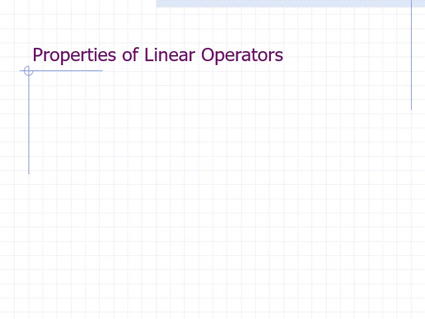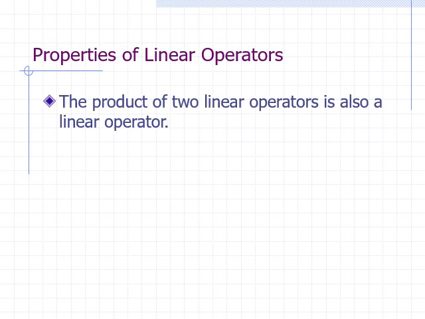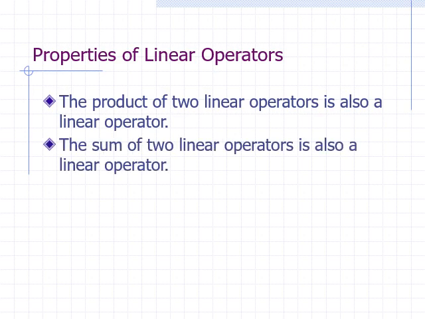Here are two properties of linear operators that are useful to know. The product of two linear operators is also a linear operator. The sum of two linear operators is also a linear operator. These should be fairly easy to prove. Here's how to start proving that the product of two linear operators is also linear. Assume that A and B are linear operators.